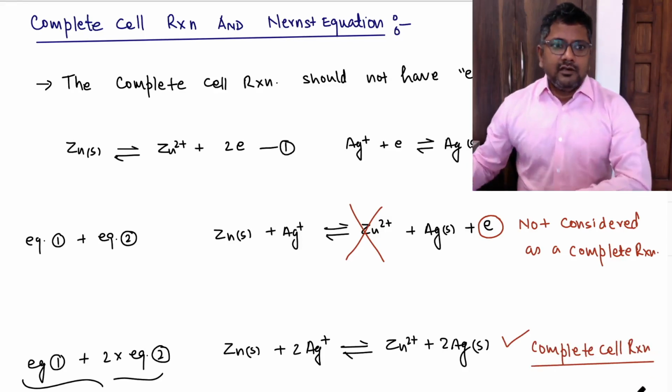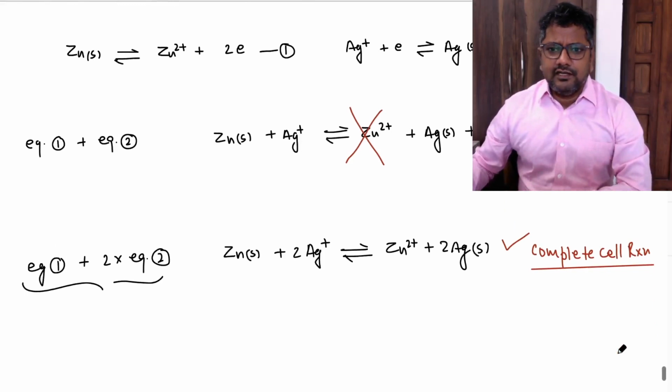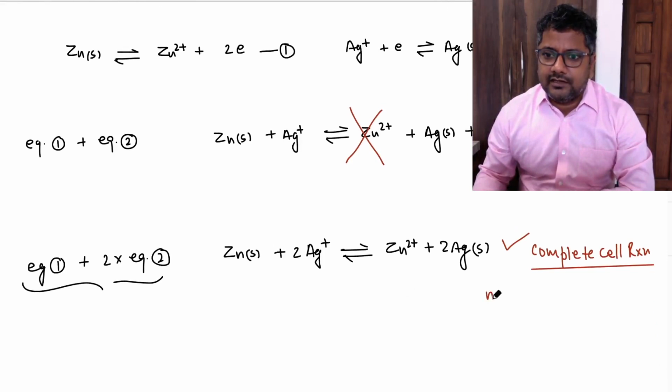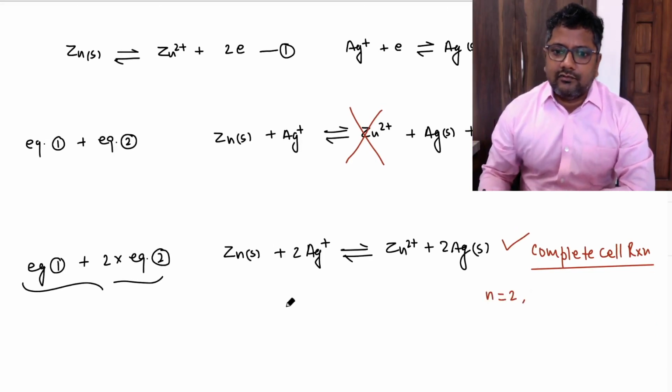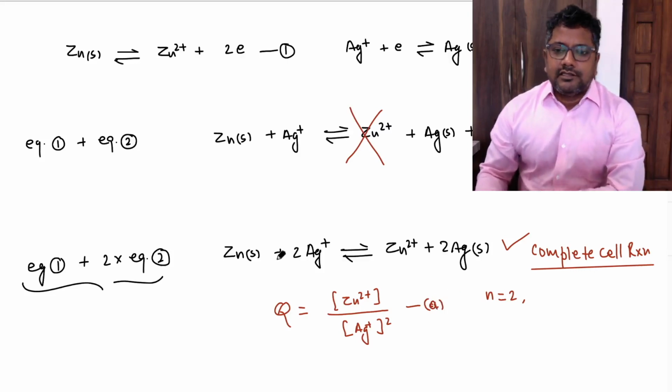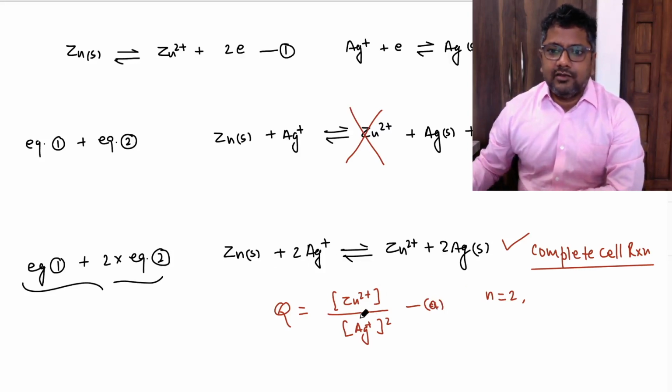Okay, so you can use the Nernst equation directly on this. First, what is the value of n here? The value of n is 2. And what is the value of Q here? Q is equal to the concentration of Zn2+ divided by the concentration of Ag+ squared. This is solid, so solid will not appear in the expression of the equilibrium constant.